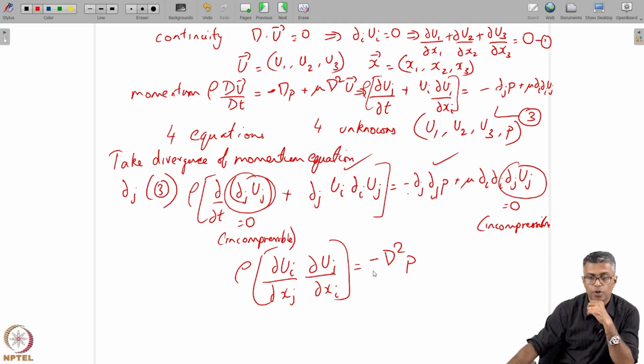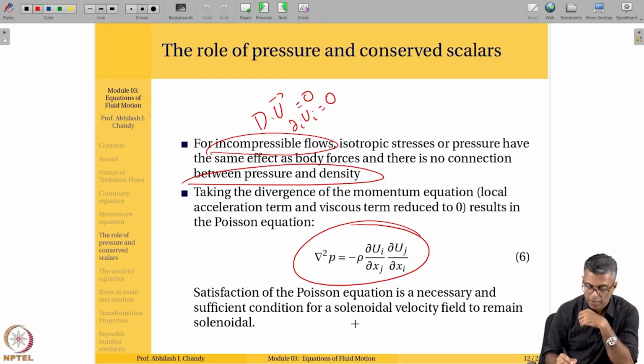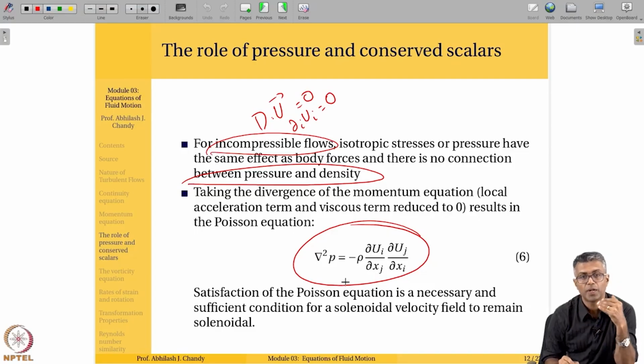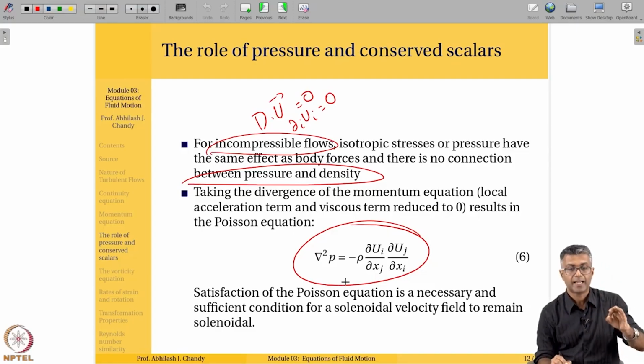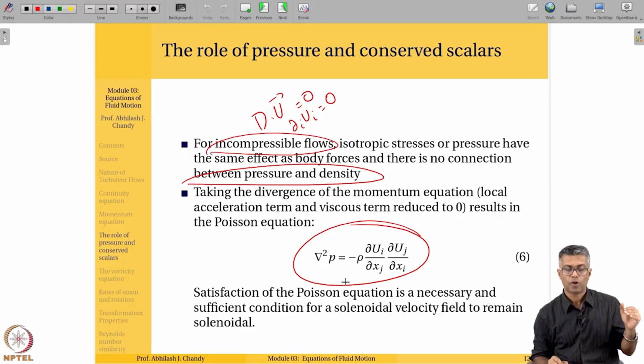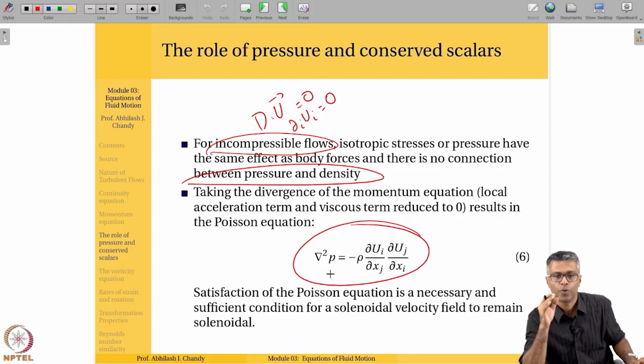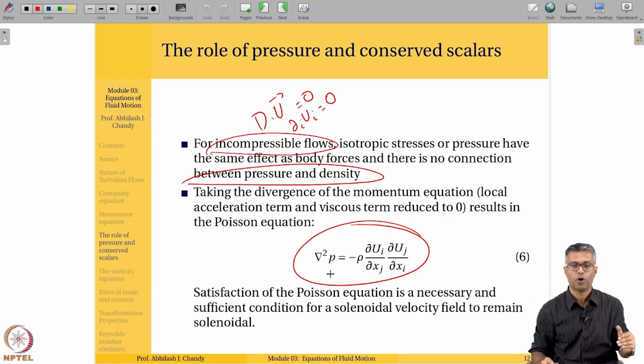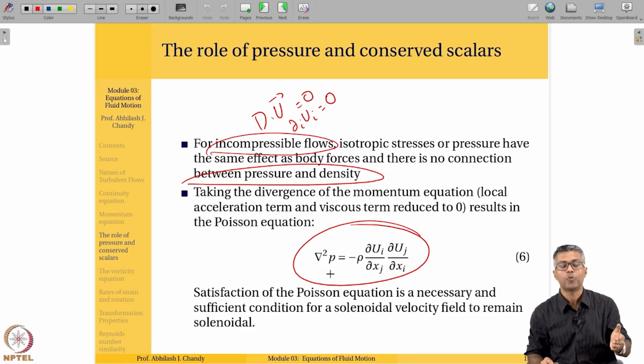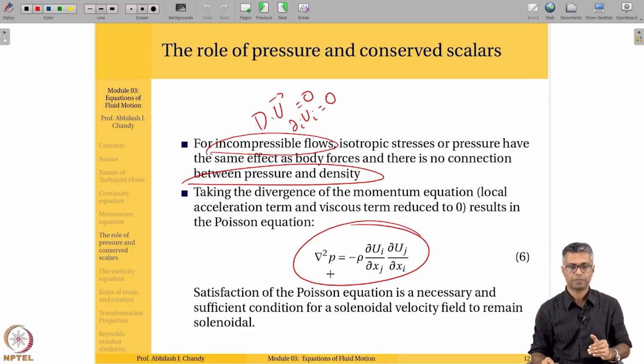This is your Poisson's equation. This Poisson's equation, with the help of the fact that it satisfies continuity, can be used to solve for pressure. So now you have the momentum equation where you solve for the velocity, you assume some pressure, then you correct the pressure using this Poisson's equation. That is generally the way these equations are solved. So the Poisson's equation is another form of the momentum equation with the continuity assumption invoked.